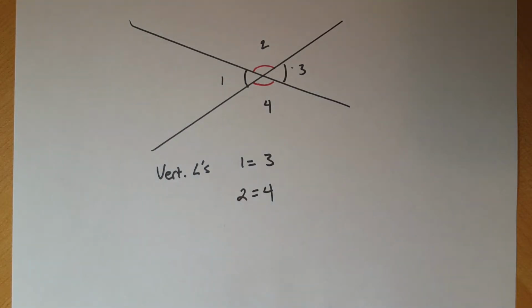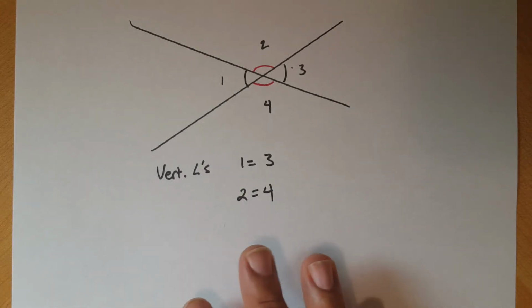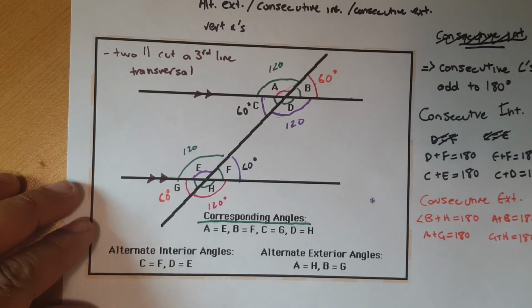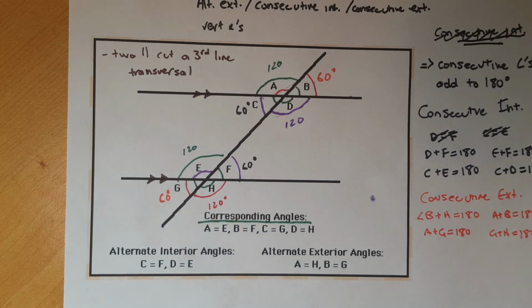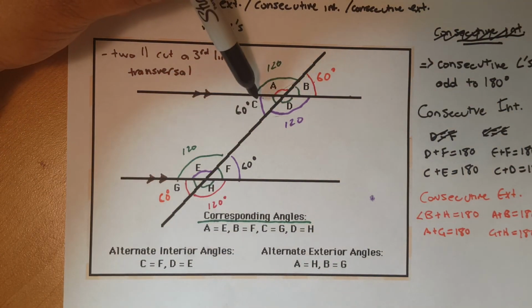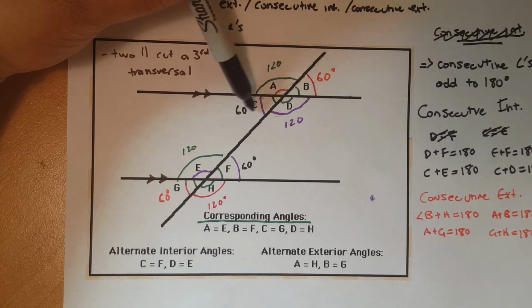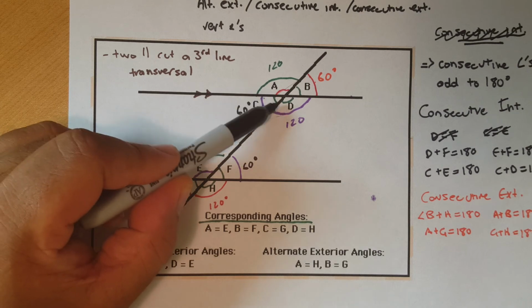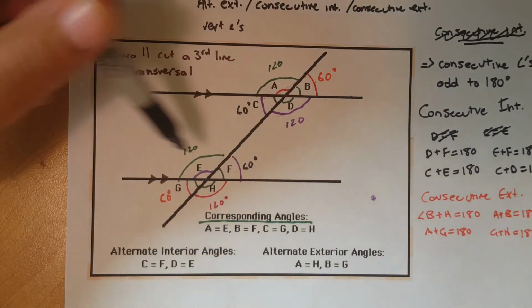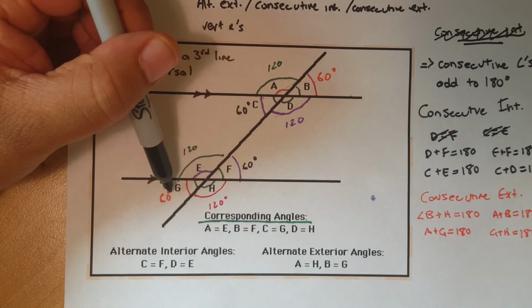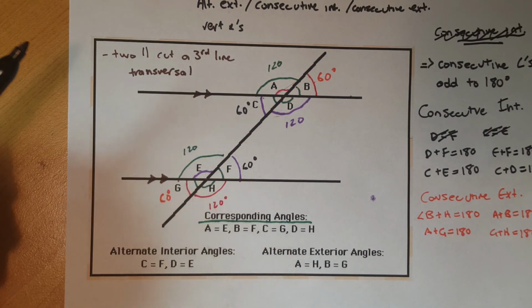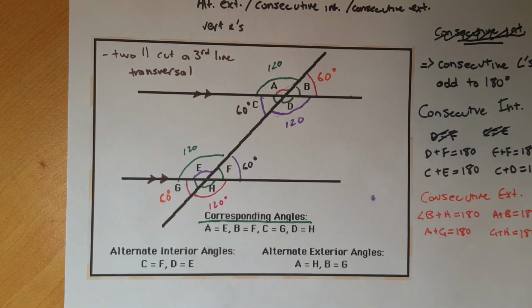Now, if we take a look at our previous diagram and see if that's true, what we have is C and B are vertical. They're both 60, so that works. A and D are both vertical. They're 120, so that works. G and F, they're vertical. They're 60, so that works. And then E and H are vertical. They're both 120. So that holds up.